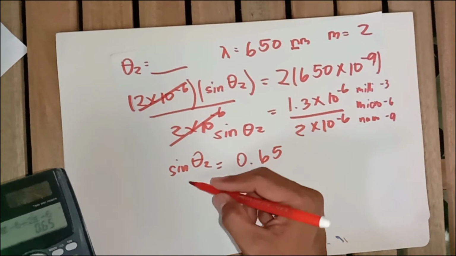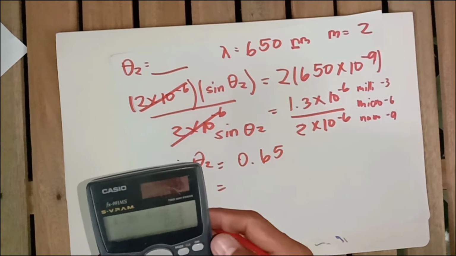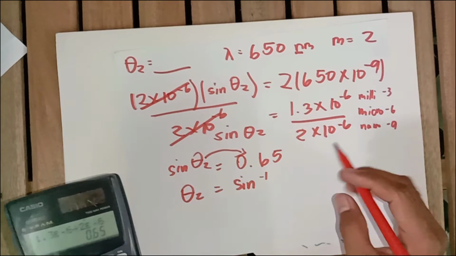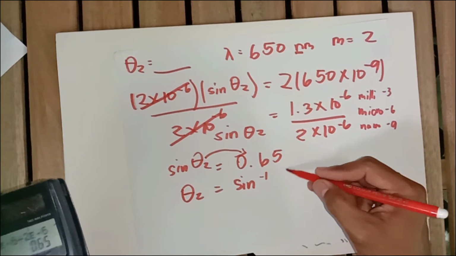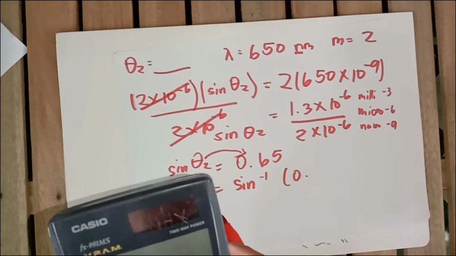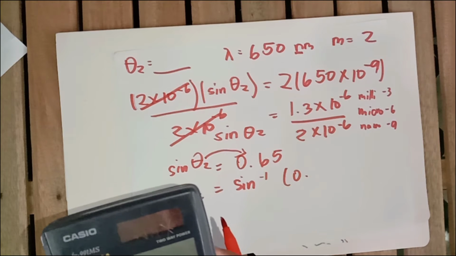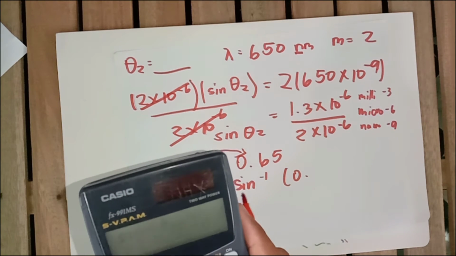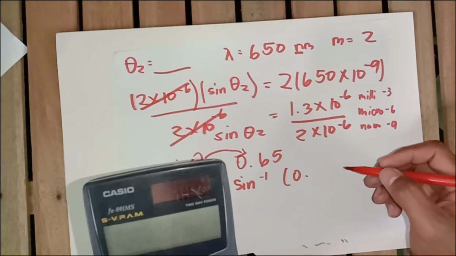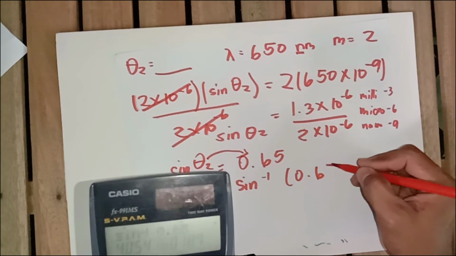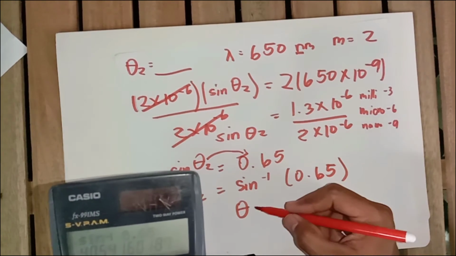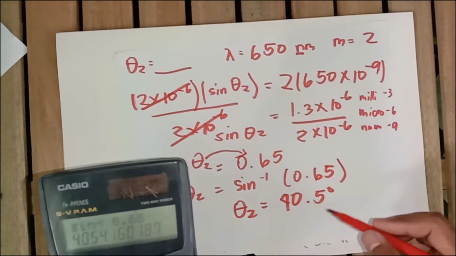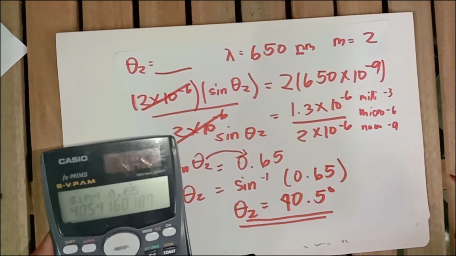Okay, and theta 2 is equal to sine inverse of 0.65, which is 40.5 degrees. That's our angle.